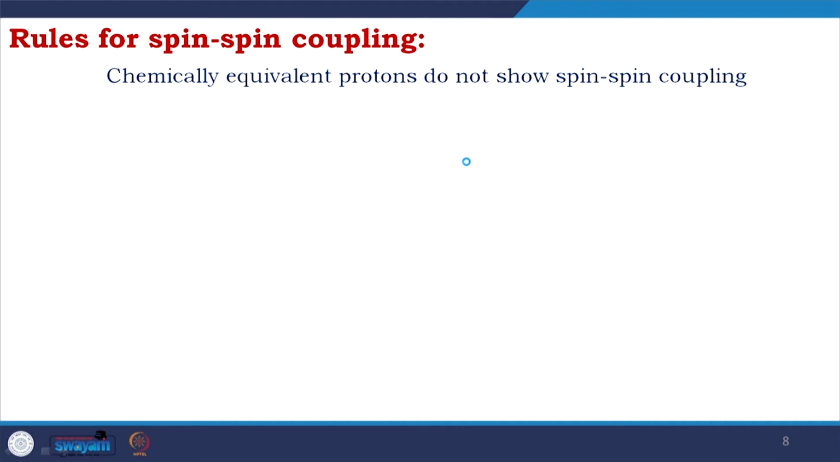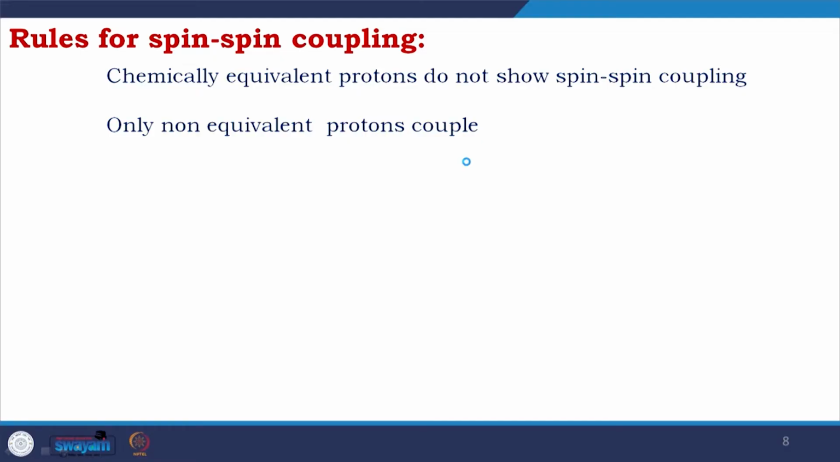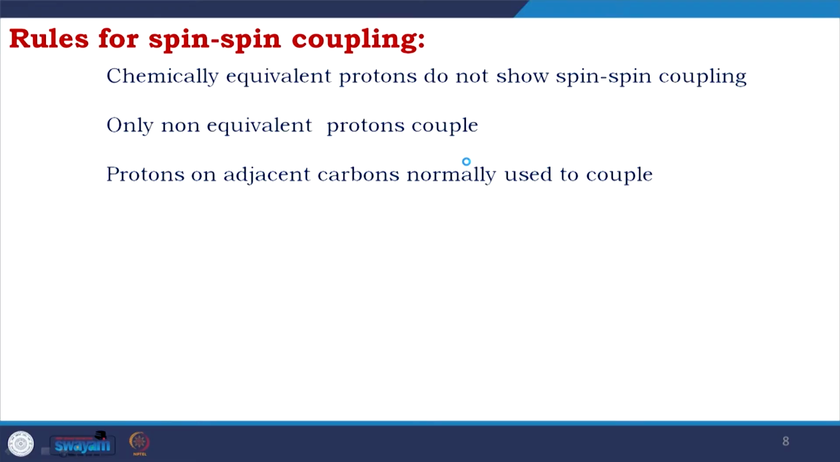Chemically equivalent protons do not show spin-spin coupling. These and these are also neighbors, but they are equivalent carbons, so they are not showing spin-spin coupling. Only non-equivalent protons couple. So, this would couple with all of these 3. Protons on adjacent carbon normally couple. So, if they are 1 carbon apart, they are the best to do spin-spin coupling.